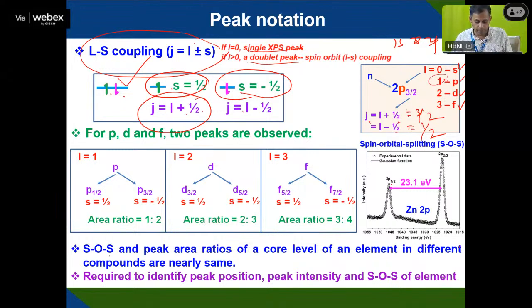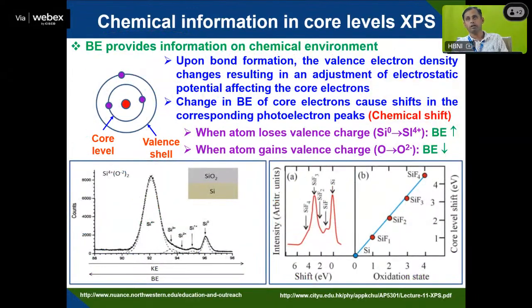So you need to identify the peak position, peak intensity, and spin orbital coupling of the element, and you will be able to get information. So what chemical information from the core level can we obtain from the XPS analysis? Mainly, it gives binding energy, which provides the chemical environment of a material.